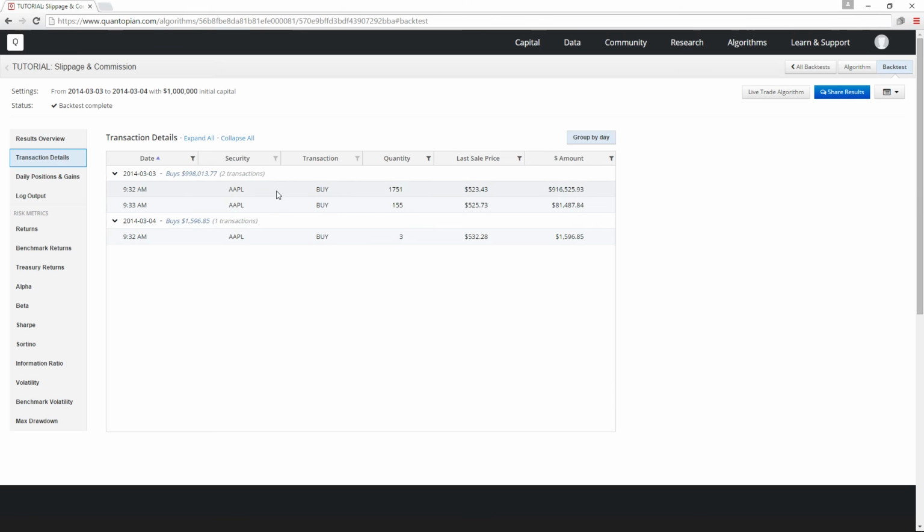And when I go to the transaction details tab, I can see that my order was filled over 2 minutes. This is because the number of shares in my order that could fill was limited by the trade volume. This slippage model and this commission model are actually the defaults. So if you don't specify a slippage model or a commission model, these are what will be used.